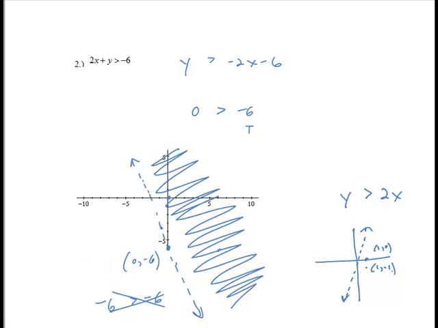If your test point is a solution, you shade that side. If the test point is not a solution, you shade the opposite side.